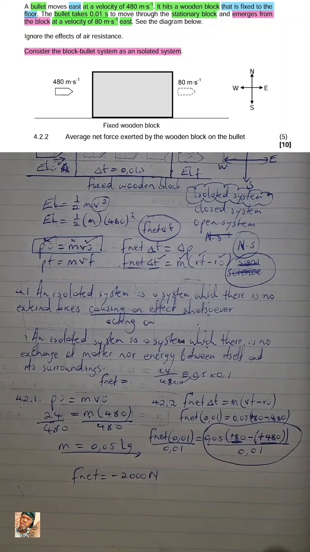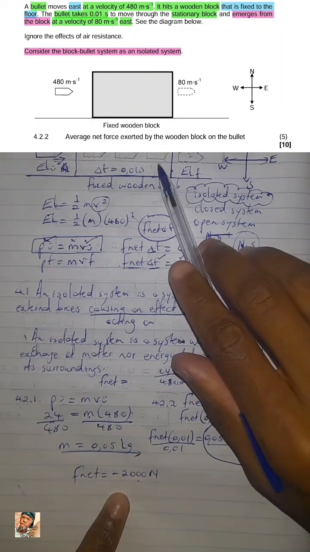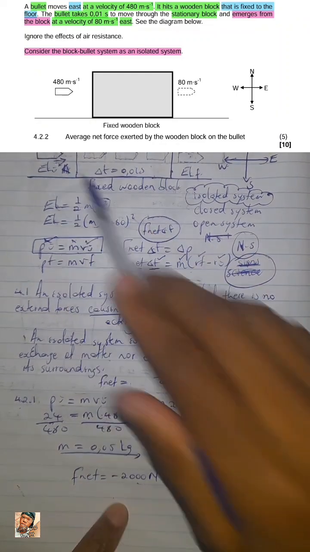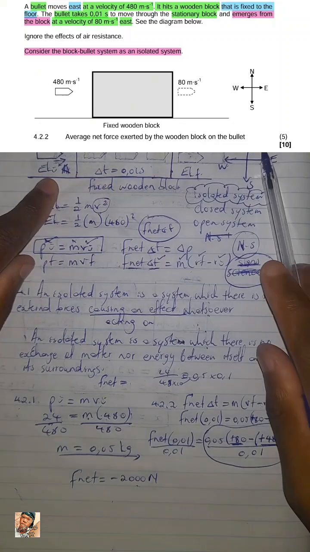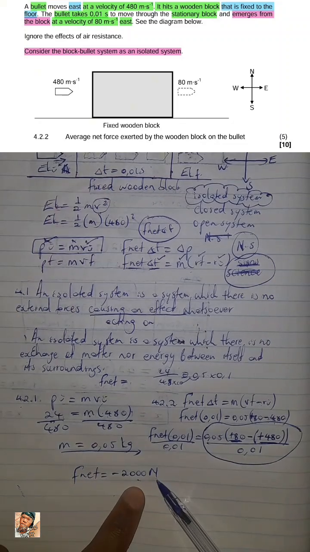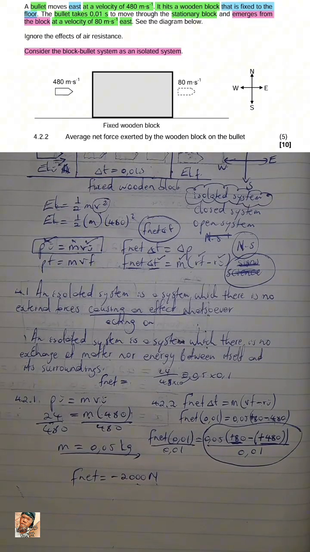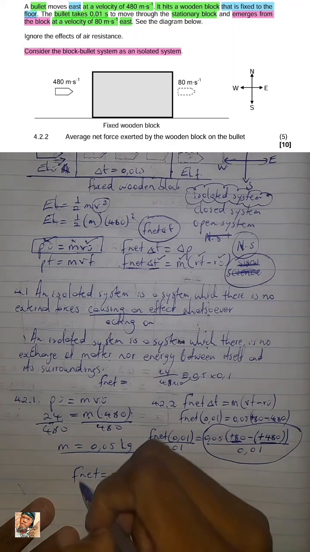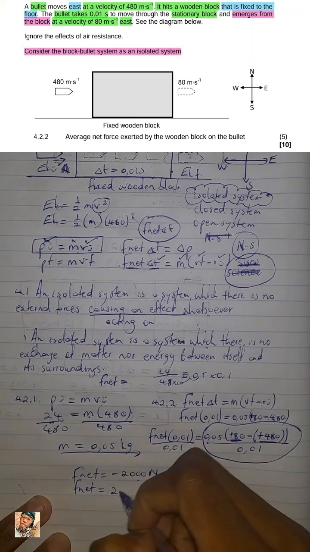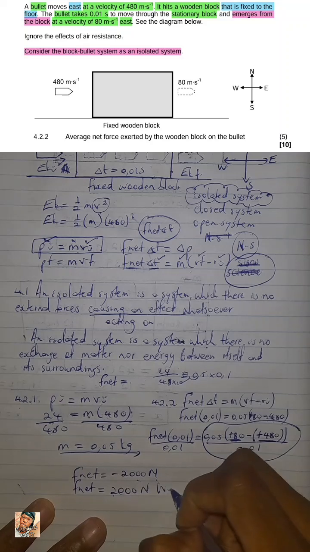Why is it negative? It is because it is the force that the wooden block was exerting on the bullet. So it is acting to the west, and you're taking east as positive. That is why we get a negative value. But what did they say? They said calculate the magnitude of the average force. Okay, so we can actually say F net is equal to 2000 newtons, then westward.